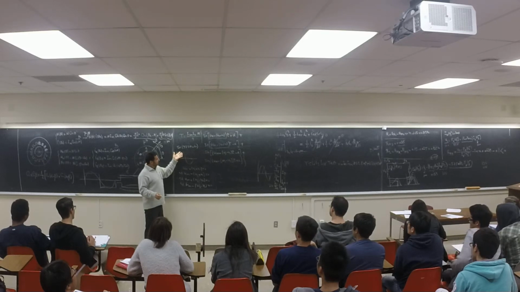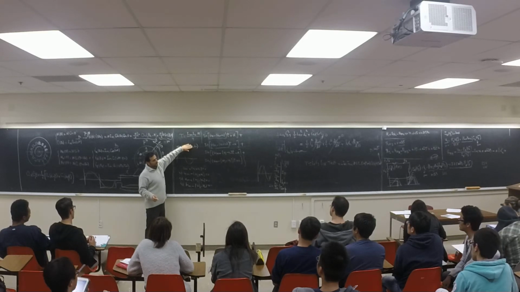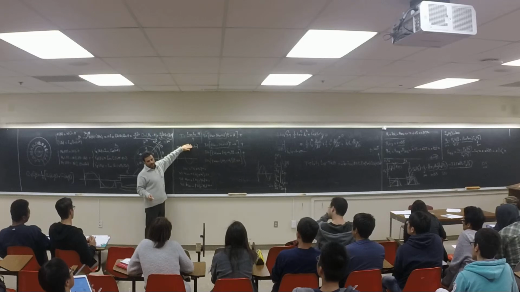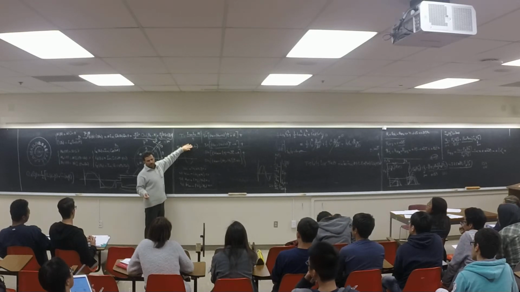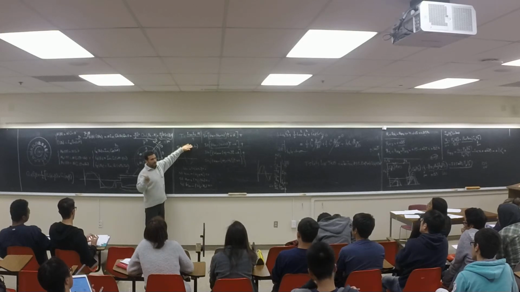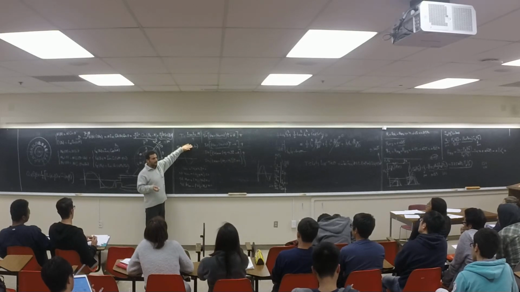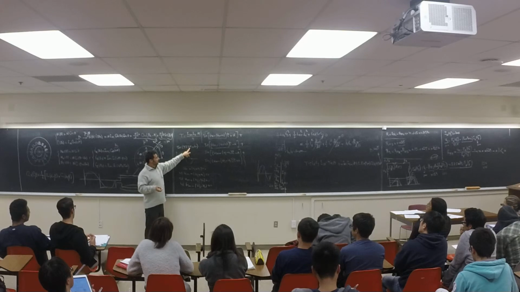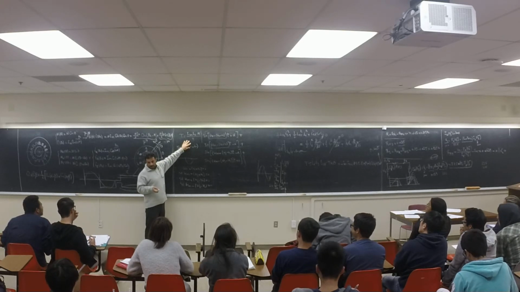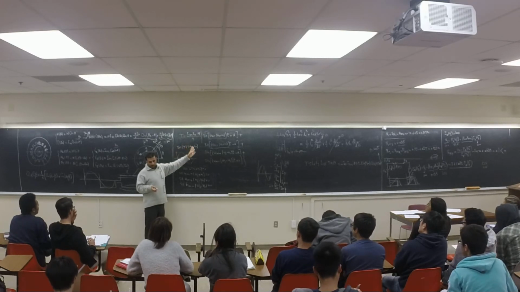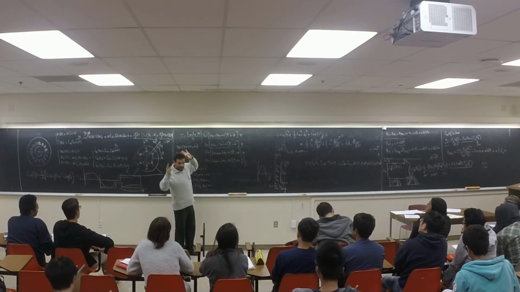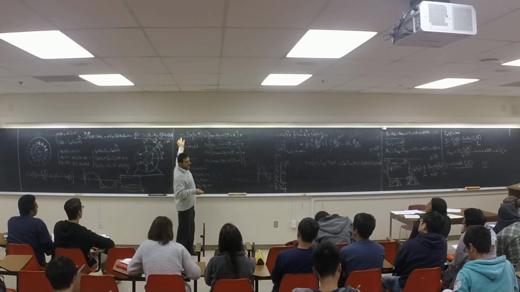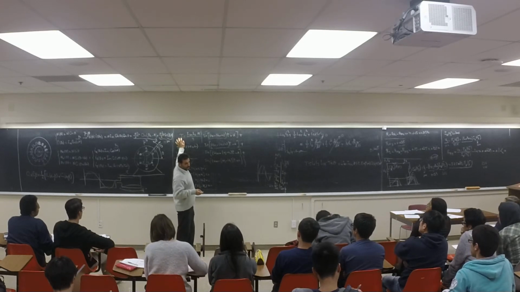But how about the average of sine 60? Sine 60 is root 3 over 2, I think, about 0.866. If this one is 0 somehow, I have some average value. If I want the motor to rotate, the average of this one cannot be 0.